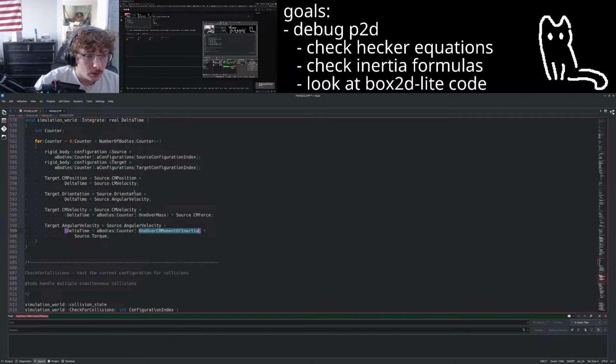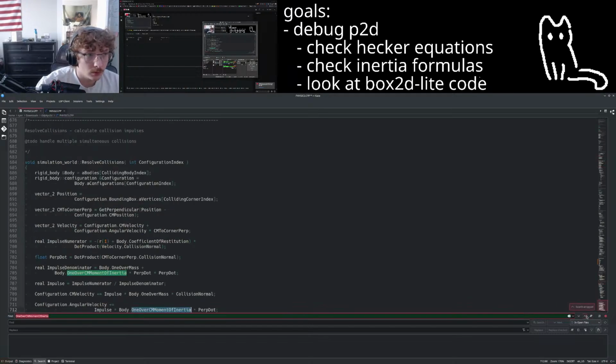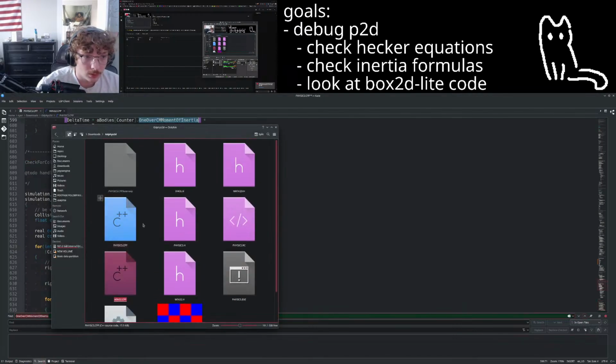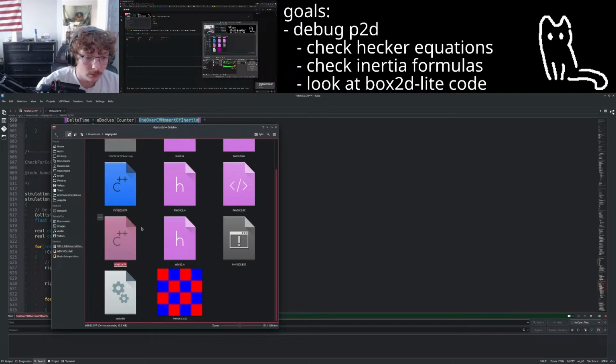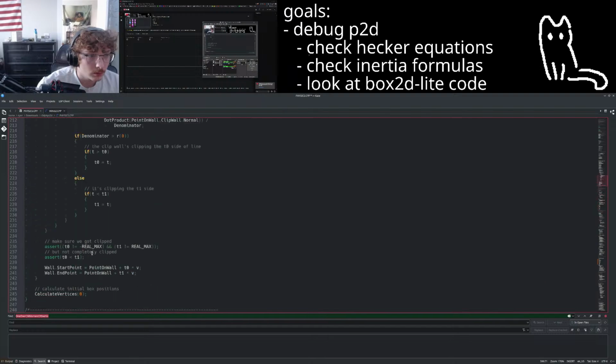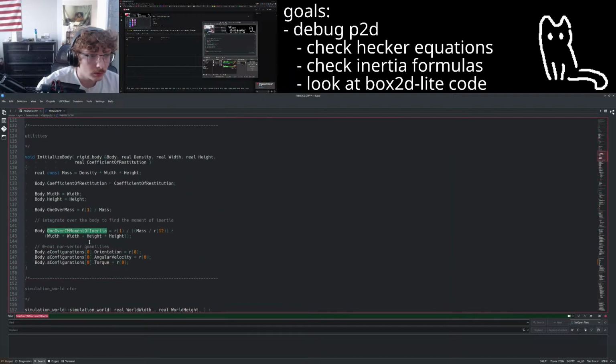Okay. One over moment of inertia. Where are we implementing that? Not in this file. Is there a body file? Oh. One over CM moment of inertia, some contact magnitude. What is R?